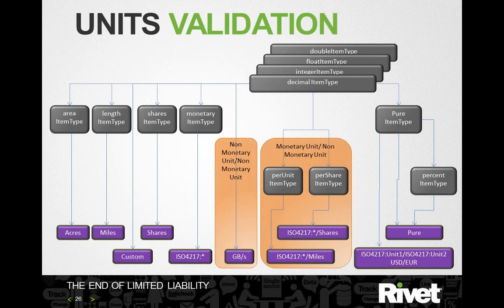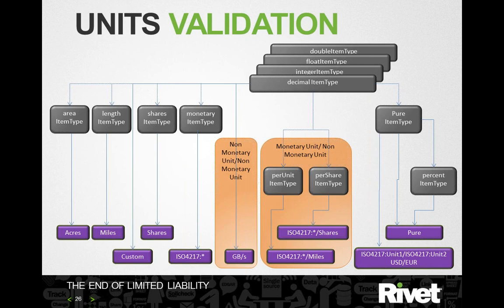On the right-hand side, and a lot of people have problems with this even today, is when do I use pure or percents, etc. If you're using the percent item type, the unit should be pure. If you use the pure item type, it should be pure as well, or it could be a currency over another currency. This is the only real time this is going to occur, if you're expressing an exchange rate, like US dollars over euro.